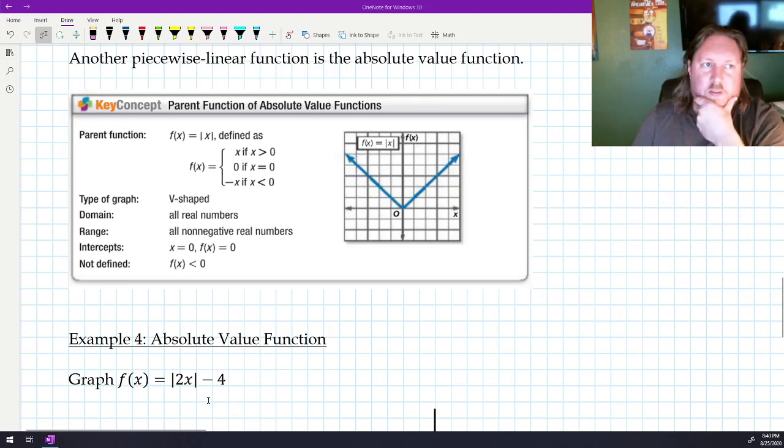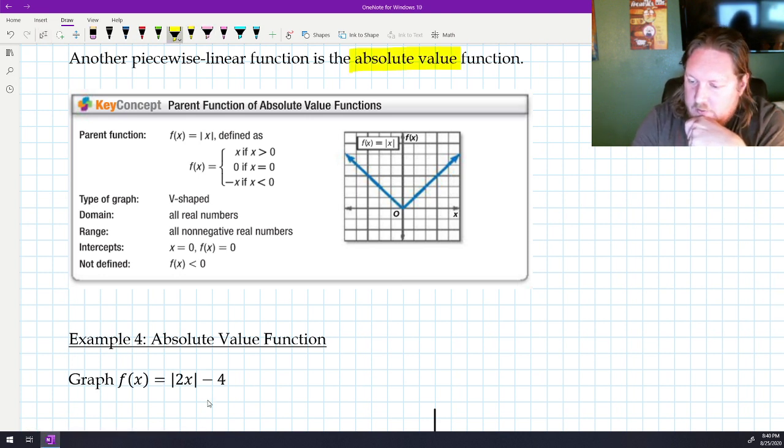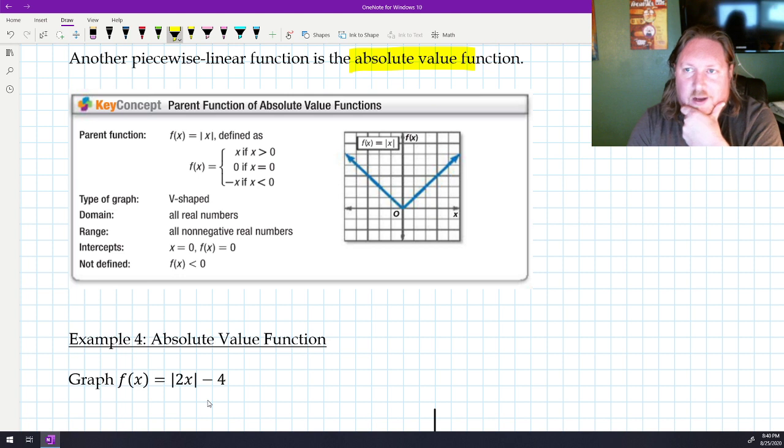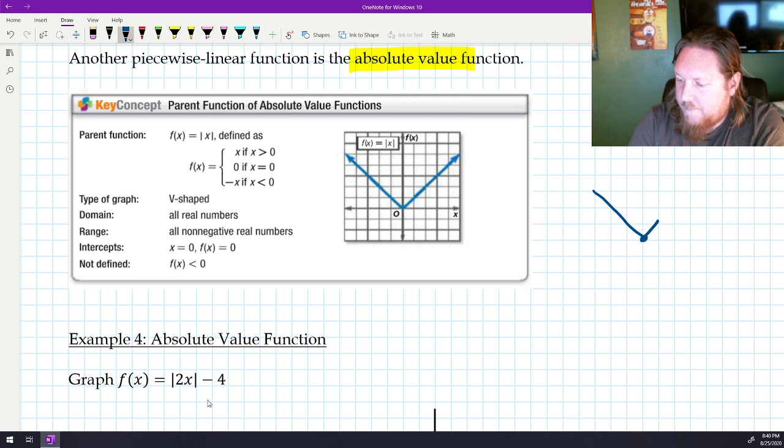Now, we've already seen absolute value functions before. And the interesting thing is you can actually define an absolute value function as a piecewise function. So let's take a look here. If you've got an absolute value, it's always some sort of V shape, right?